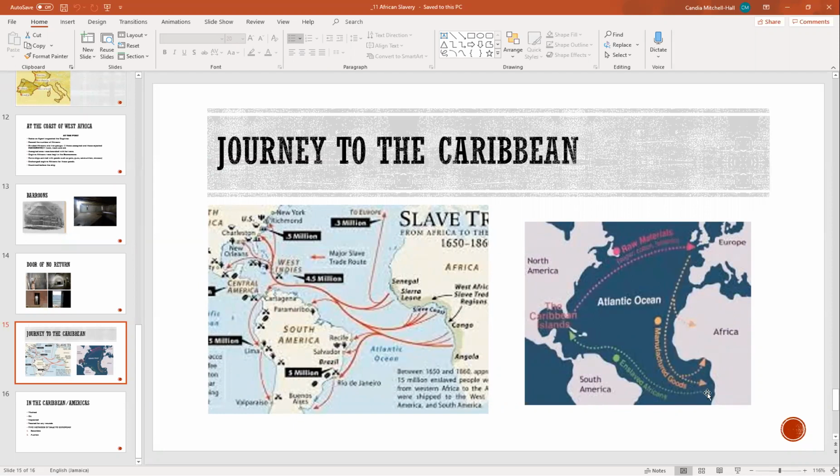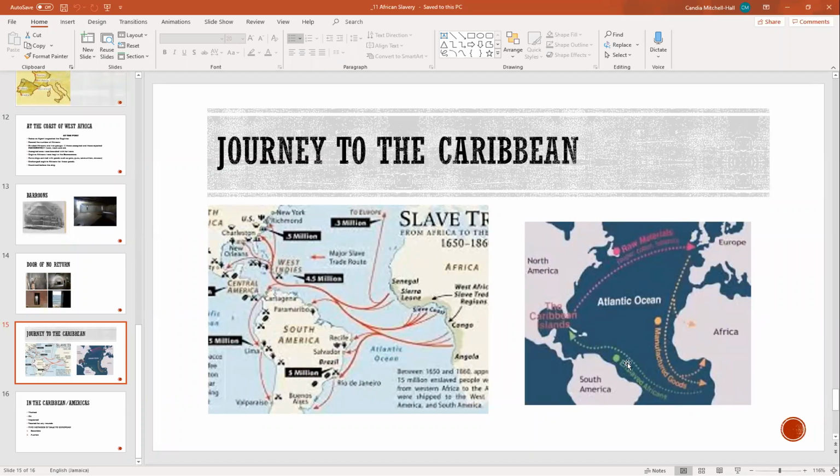However, the journey from West Africa to the Americas or the Caribbean, in which only enslaved Africans were on this journey, this part of the journey is called the Middle Passage. Another name for this entire trade from here to here is also called the transatlantic slave trade. So all of this is a triangular trade.